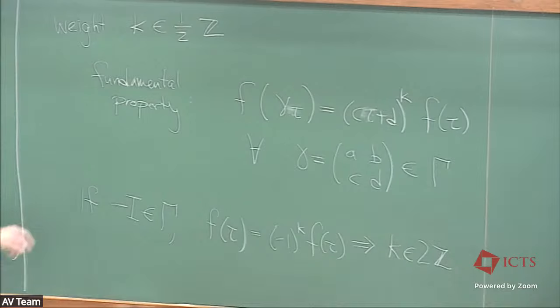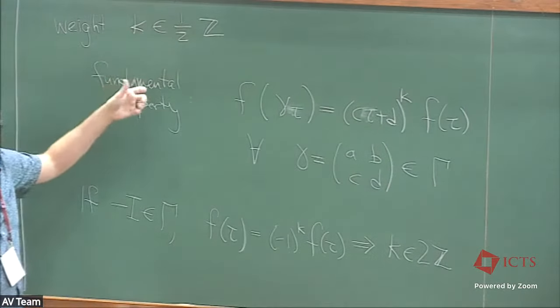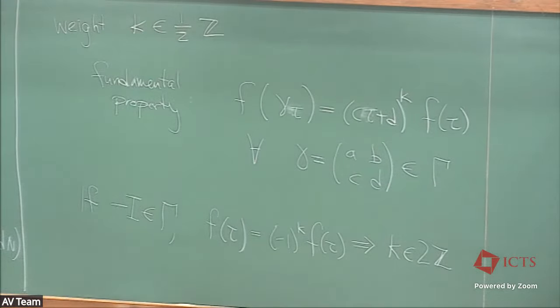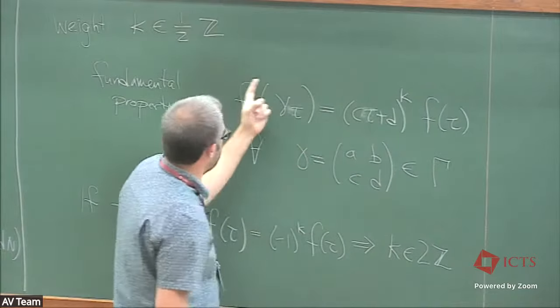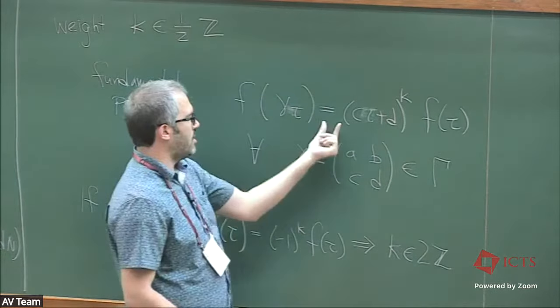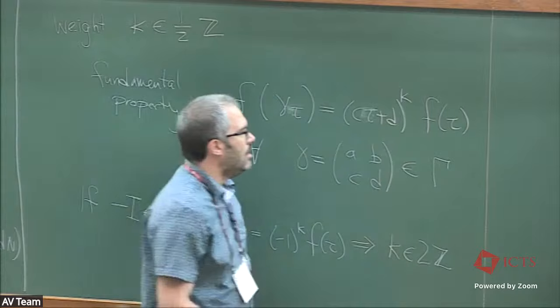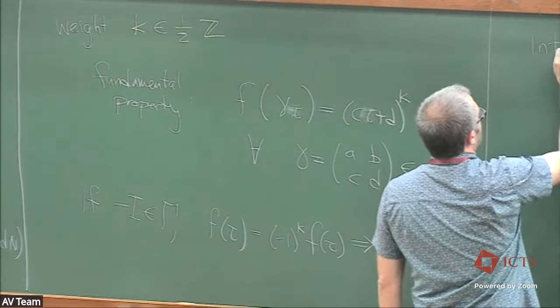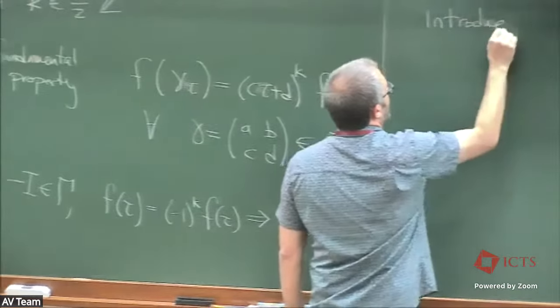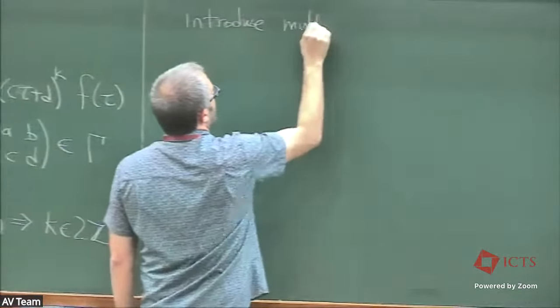So if we want k to be half an integer or an odd integer or something, we need to do something a little bit more general. And so let's do that. What we're going to do is change this fundamental property a little bit. We're going to introduce another factor here, what's called a multiplier system.